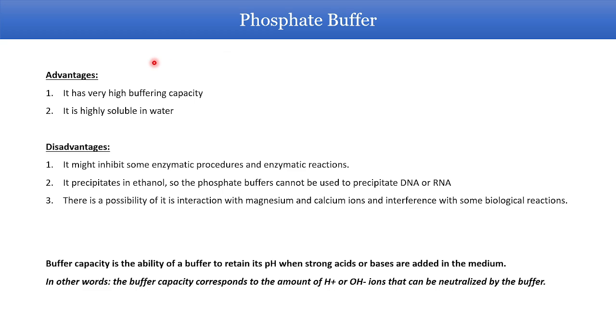So buffering capacity, this is a very new term, and we need to know the definition of this particular term. Buffering capacity is the ability of the buffer to retain its pH when strong acids or bases are added in a medium. It's a very general definition when we talk about buffers as well. So buffer capacity corresponds to the amount of H plus or OH minus ions that is required to neutralize the buffer.